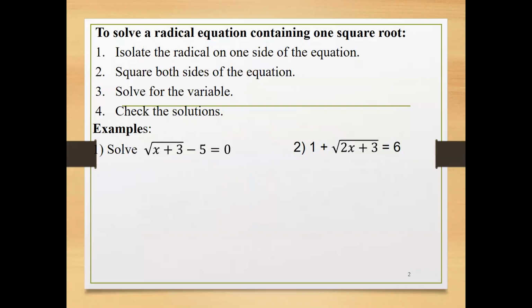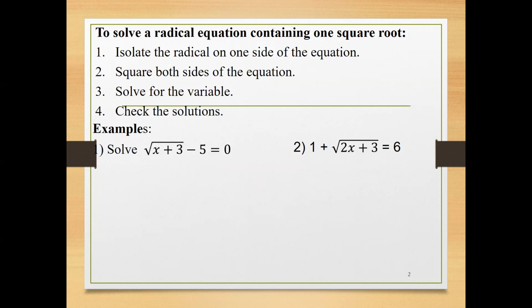So we've got 4 steps to solve a radical equation that has one square root. So first step is to isolate the radical on one side of the equation. So that means if there's anything out front of it, underneath it, or behind it, not in the square root or cube root, then we want to get rid of it by moving it, add, subtract, multiply, or divide.